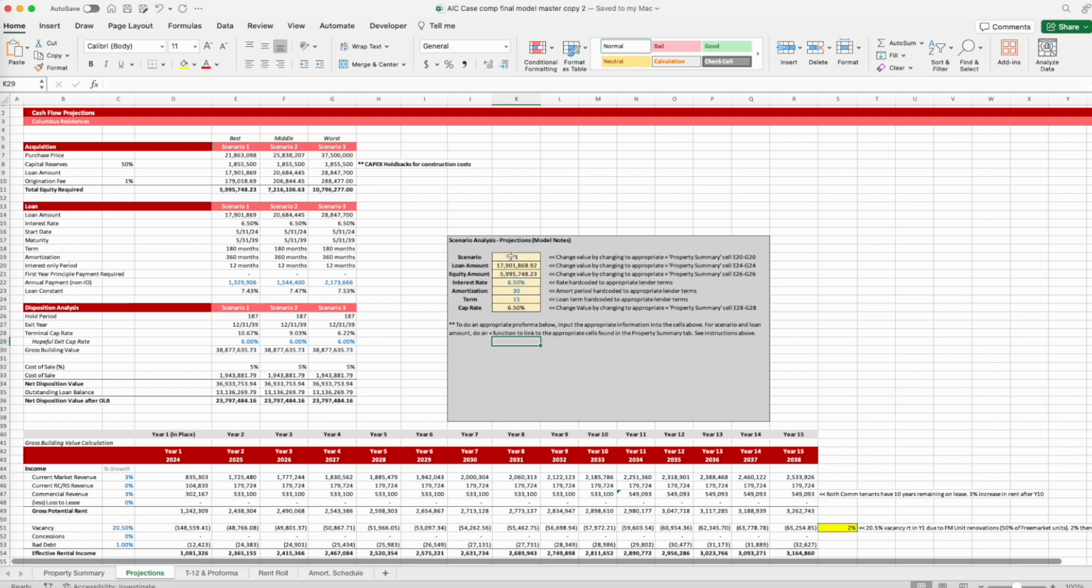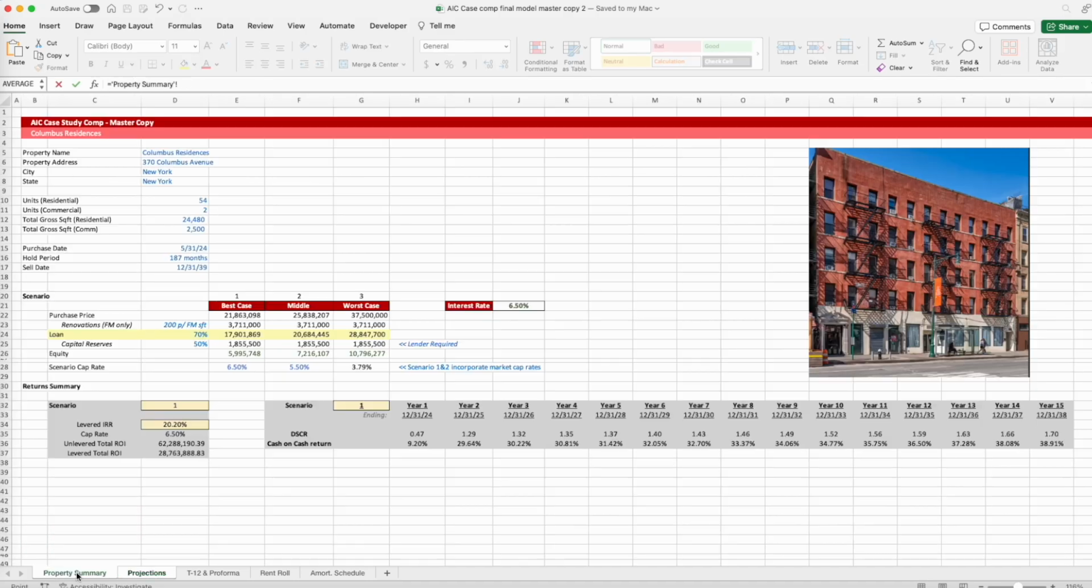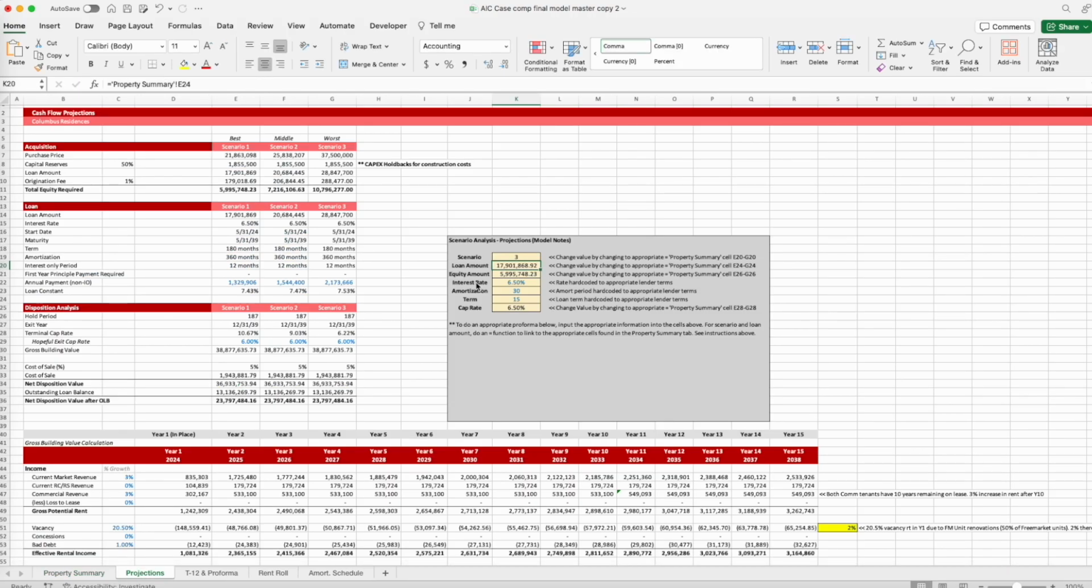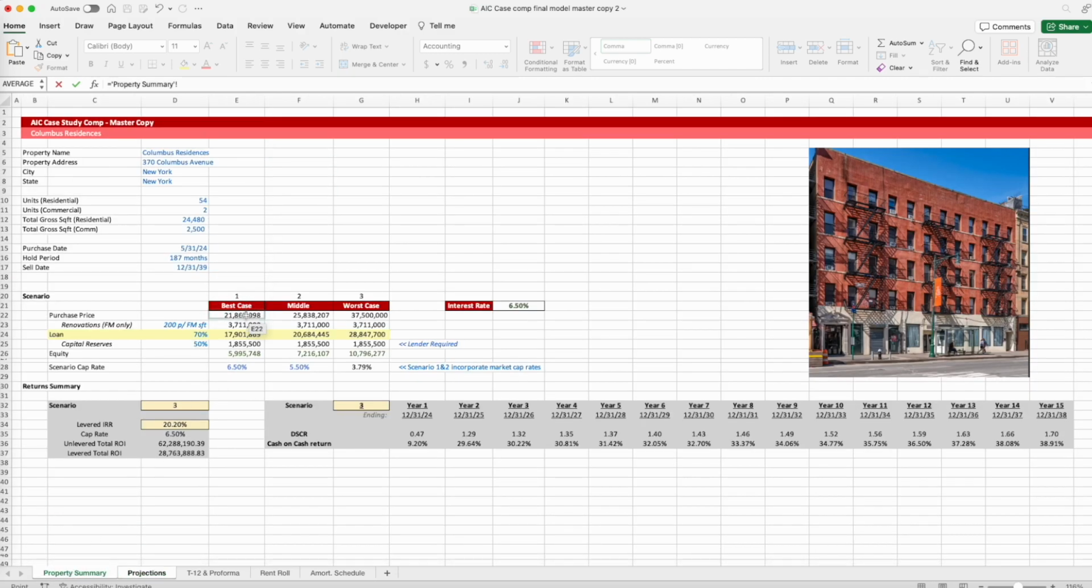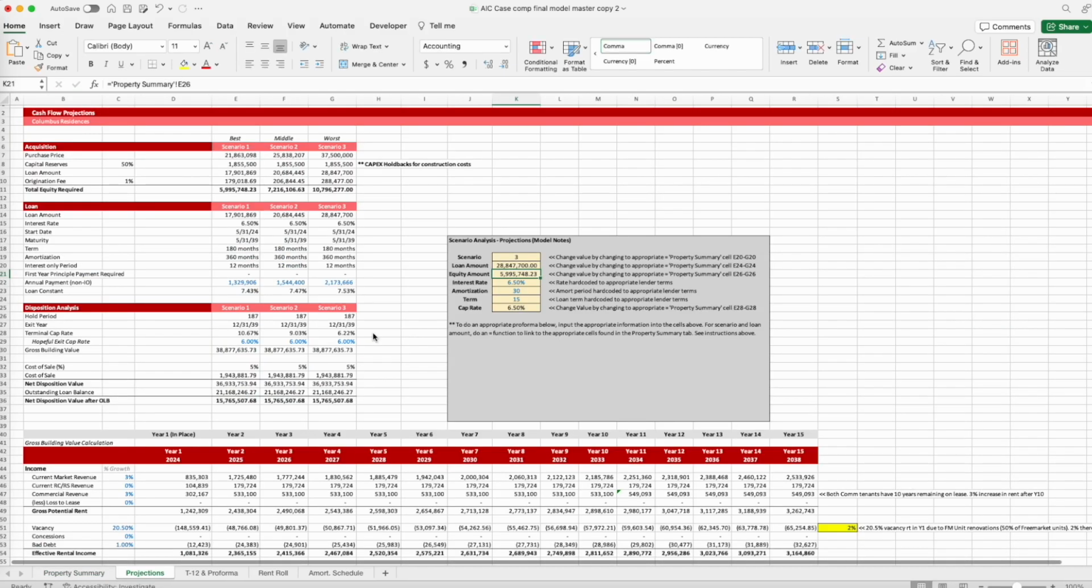If you want to analyze, for example, scenario 2, you click that, type equals, and go to the property summary, cell E20 to G20. So let's analyze the worst case scenario. This is what the property is selling at now. Then change the loan amount, found in cells E24 to G24, which is right here. So let's go with 3, worst case.